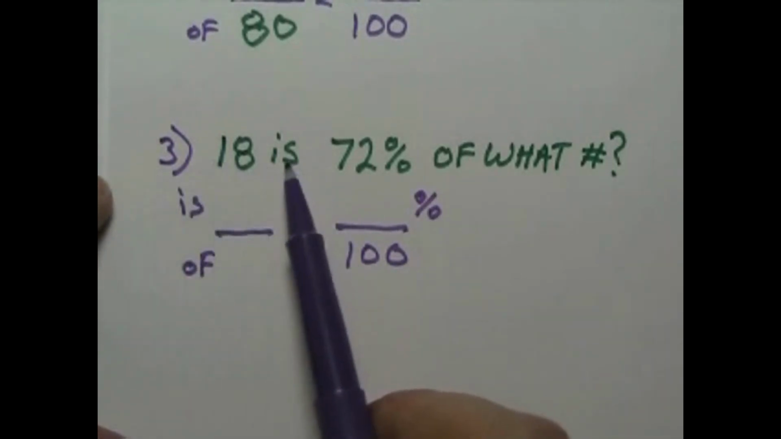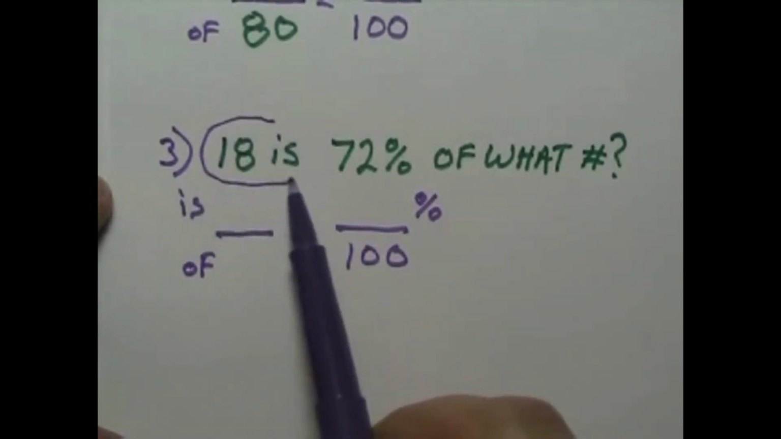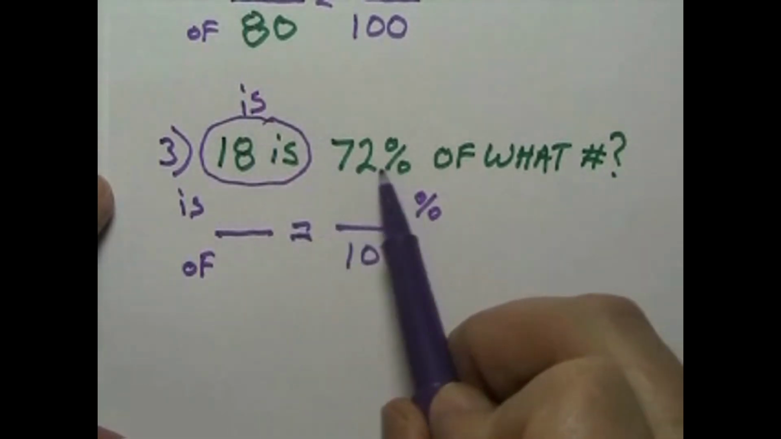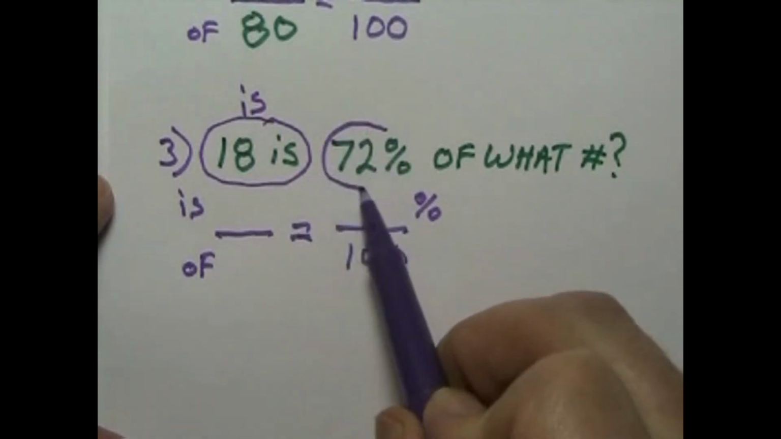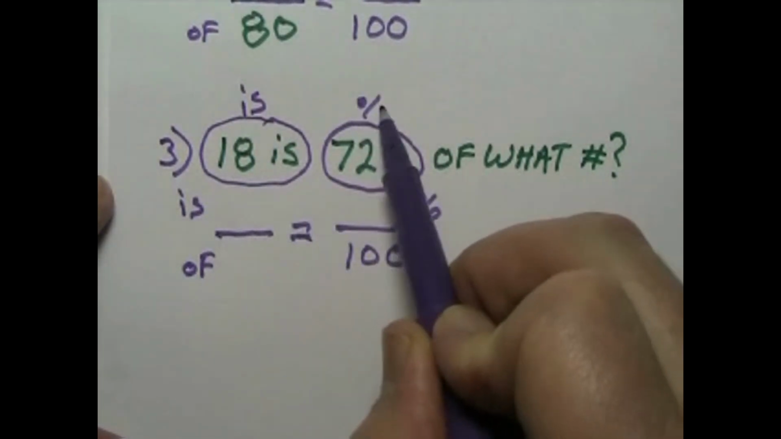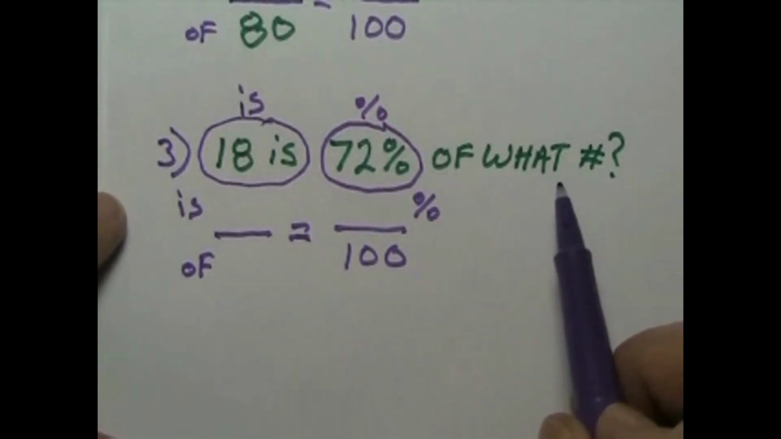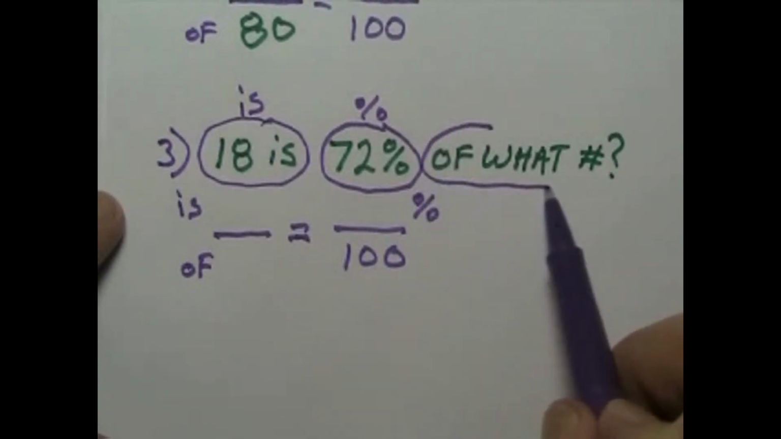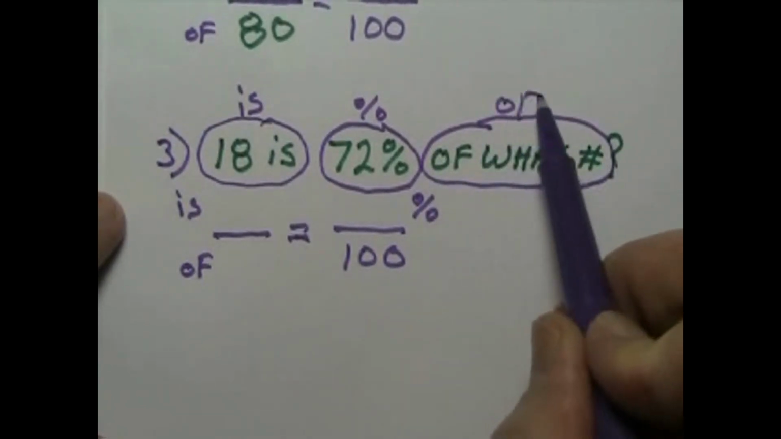We have 18 is. Okay, well that must be the is. 72%. Well, that's my percent number. Of what number? Of what? We don't know the of number. That's what we don't know. This is the of, and that's not given to us.